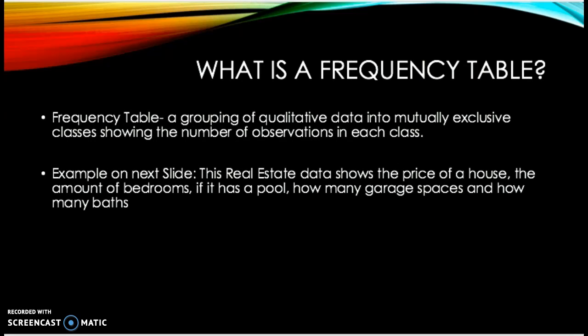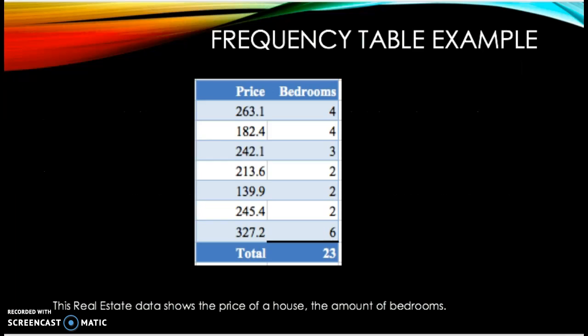What is a frequency table? A frequency table is defined as a grouping of qualitative data into mutually exclusive classes, showing the number of observations in each class. For example, the real estate data shows the price of a house, the amount of bedrooms, if it has a pool, and how many garage spaces and how many baths.